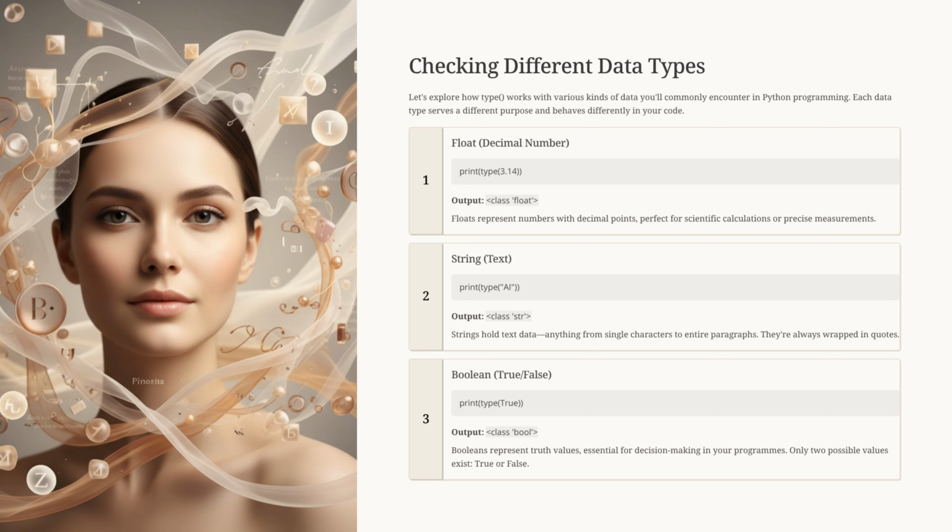Finally, if you check the value True, Python identifies it as a Boolean type, used for decision-making and logical checks. In AI, Booleans often control model flow. For example, deciding whether to retrain a model or stop early. Each type behaves differently, and using type gives you quick insight into what's really happening in your variables.